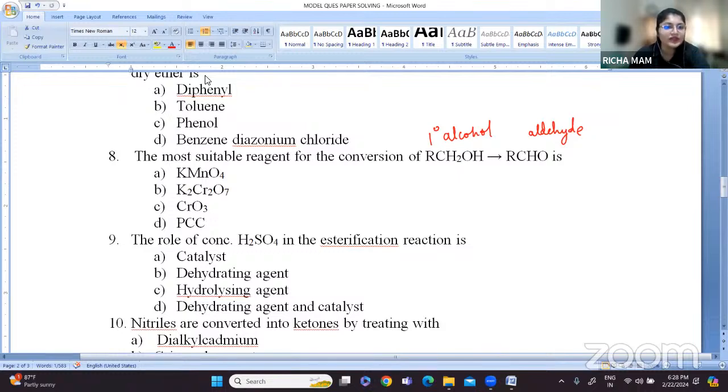This will definitely help you. Vedvati has answered it as C. Dhanush has answered it as D. Vinushri has answered it as A. Others? So which is the most suitable reagent? Divya has answered it as C. Conversion of primary alcohol into aldehyde. The most suitable reagent for the conversion of primary alcohol to aldehyde. Priyanka has also answered it as C.